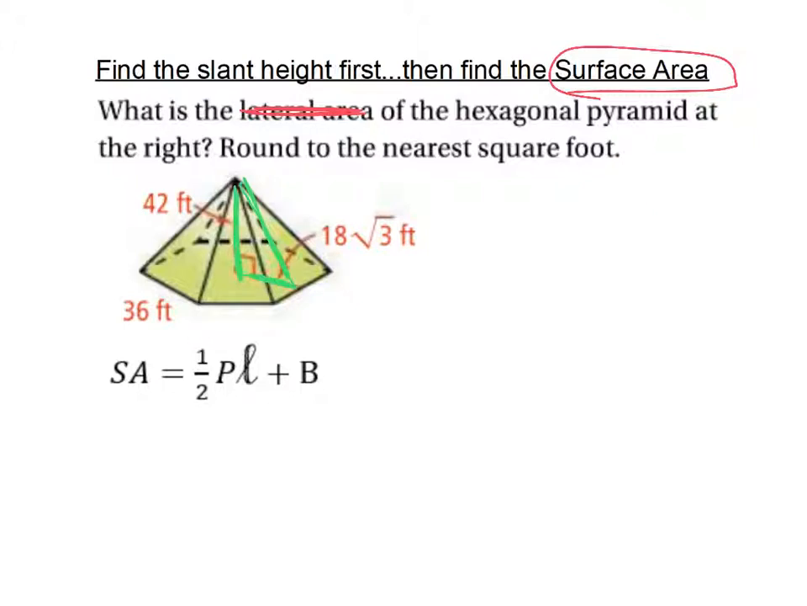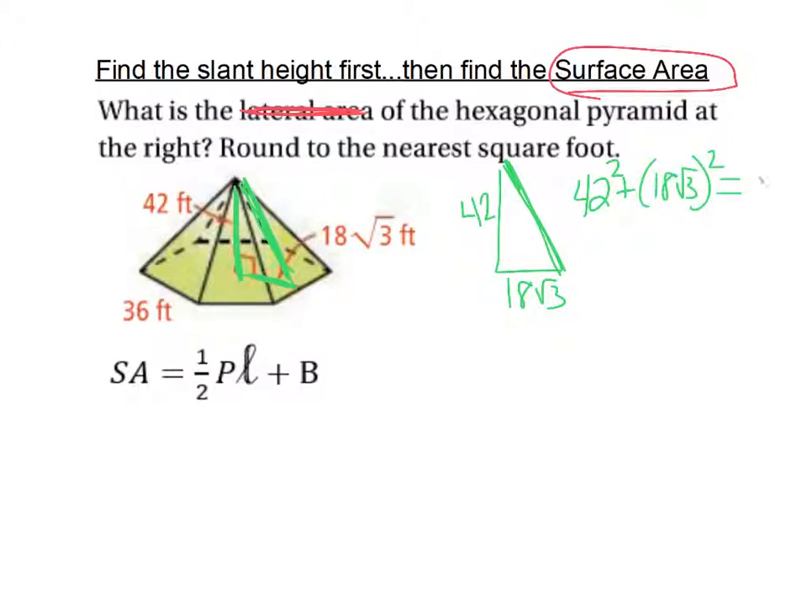And I know two of those sides. In that right triangle, I know this is 18 root 3, and I know this is 42. I'm going to do Pythagorean theorem, and that's going to find this slant height for me here. So 42 squared plus 18 root 3 squared equals c squared. Now, I'm actually going to probably do the 18 root 3 first. So in my calculator, I'm going to do 18 times the square root of 3 and press enter.